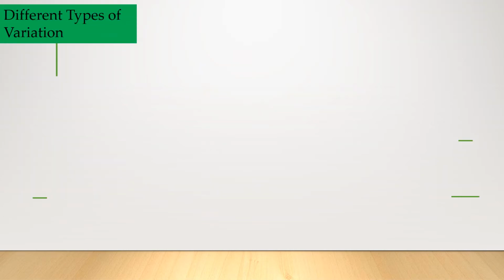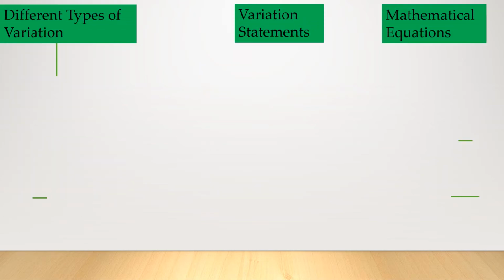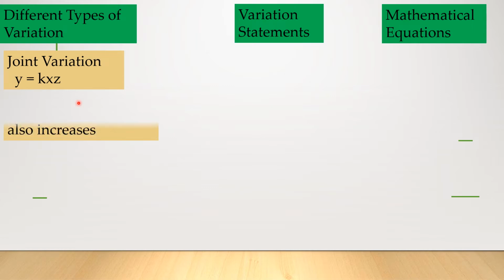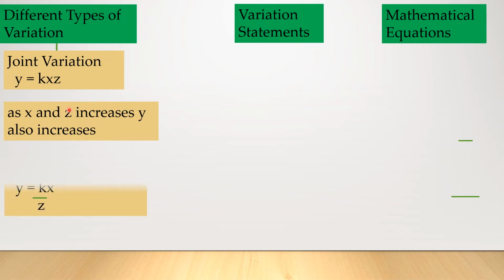Okay, now, here are the other types of variation. So we have the joint variation. That is y is equal to k times x times z. K is the constant of variation, y is the dependent variable, and x and z are the other two quantities. So it involves three or more quantities for joint variation. As x and z increase here, y also increases. The value of y will be affected by the value of x and z.